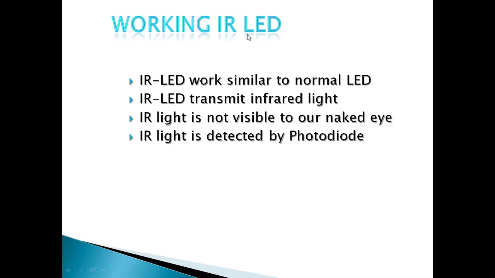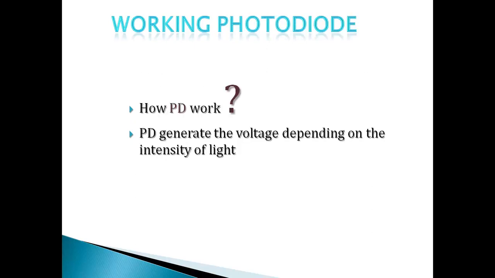So how is the working principle of the IR LED? The IR LED basically works similar to a normal LED. There is no difference between the IR LED and the normal LED; it works just like your normal LED. The IR LED always transmits infrared light. It cannot be visible to the naked eye, and this IR light is detected by the photodiode, which is the other LED. So how does the photodiode work? The photodiode basically generates a voltage depending upon the intensity of the light. Okay?